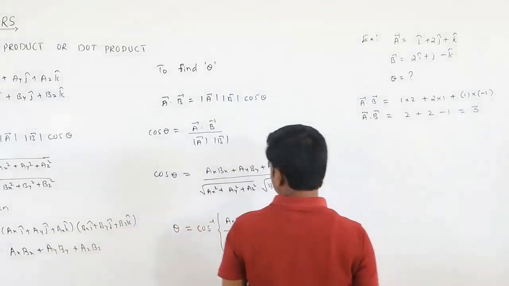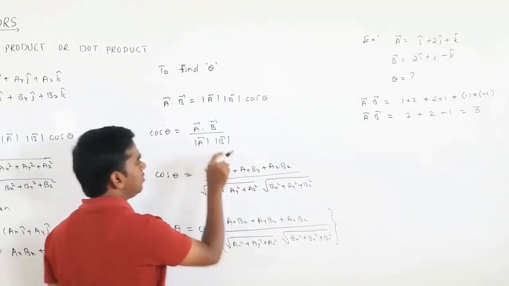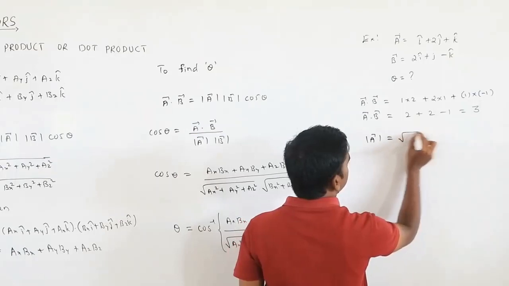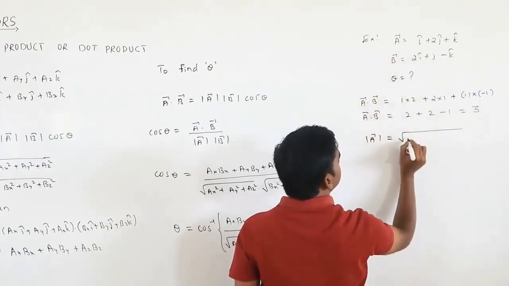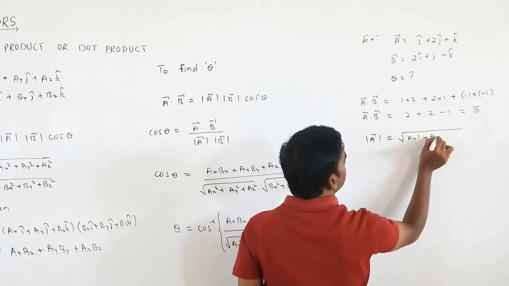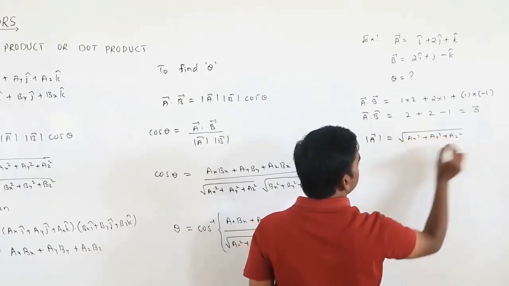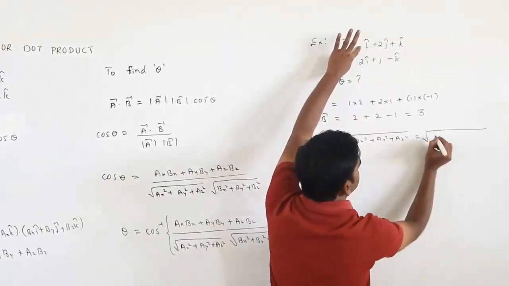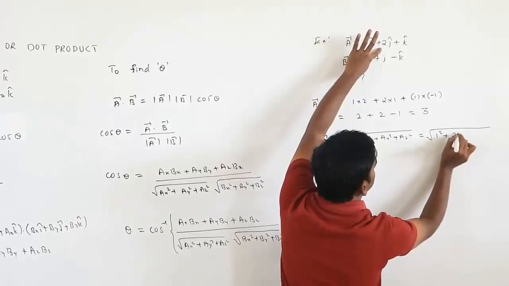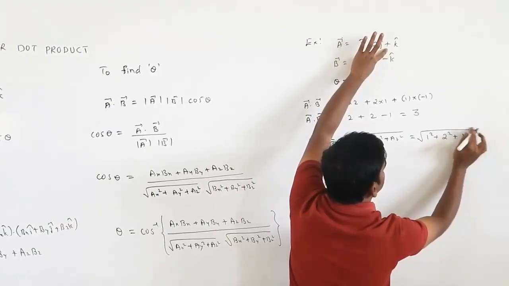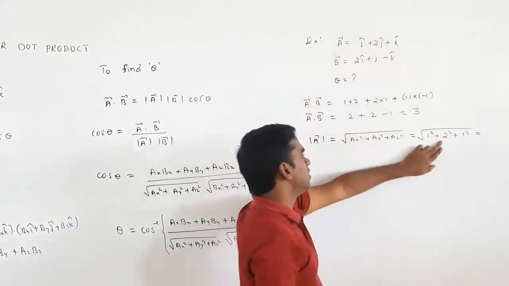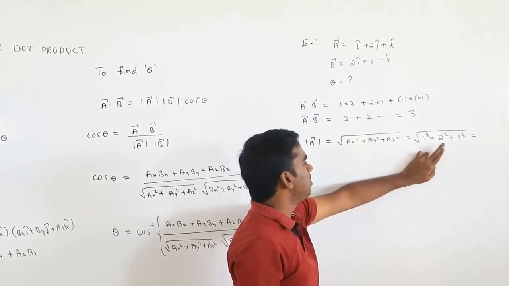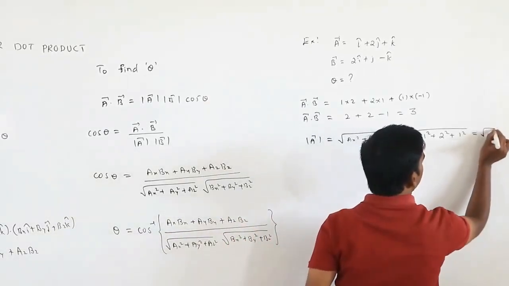Now what you need is the magnitude of A and the magnitude of B. So what is the magnitude of A? Magnitude of A is square root of AX square plus AY square plus AZ square. Here AX is 1, the square, plus 2, the square, plus 1, the square. Okay, so 2 squared is 4, 1 squared is 1. So 1 plus 4 plus 1. This will become root of 6.